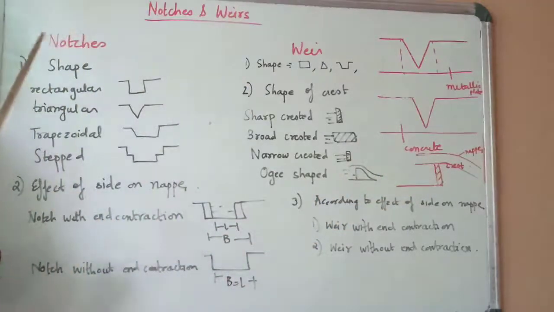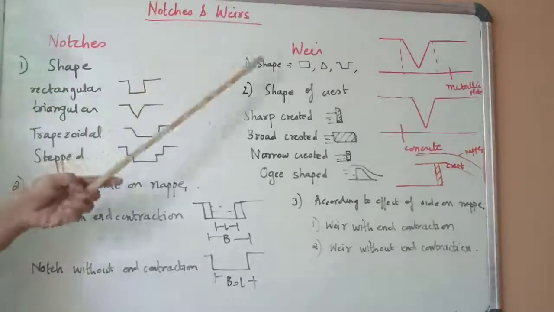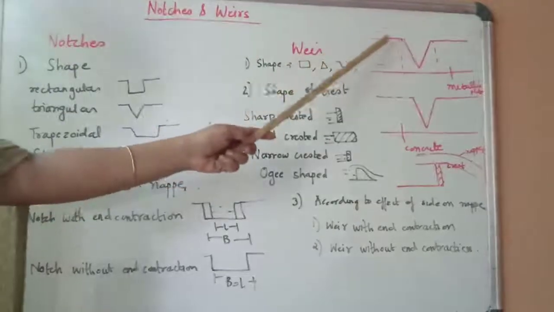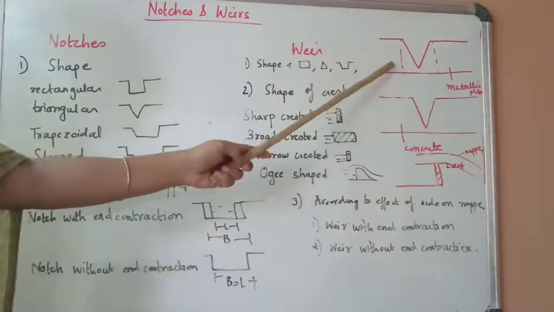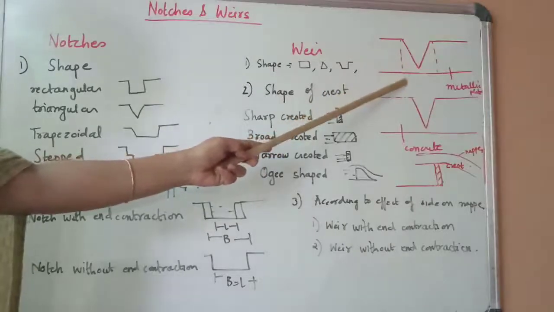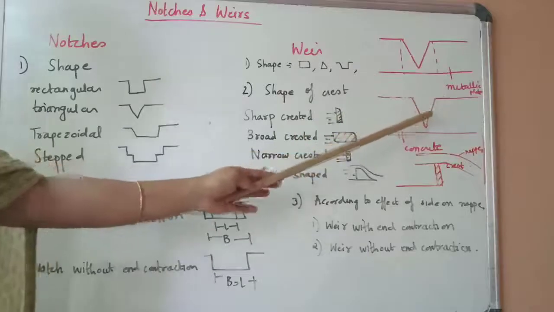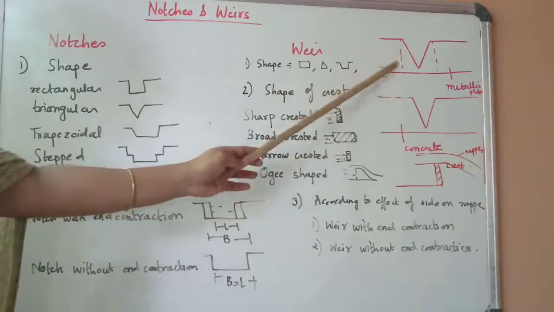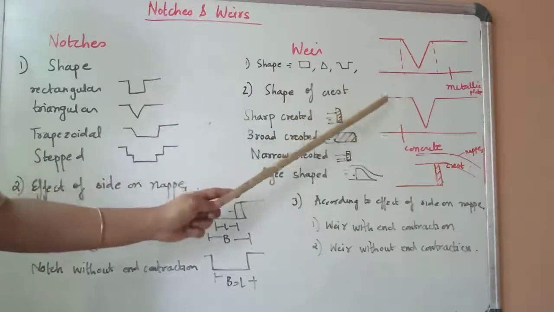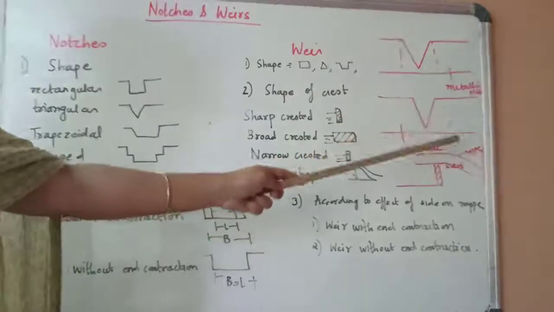Now how can we classify notches and weirs? What is the basic difference? A notch is made up of a metallic plate and is used in the case of a small tank or small channel, and it is small in size, whereas a weir is a concrete structure, and it is big in size.